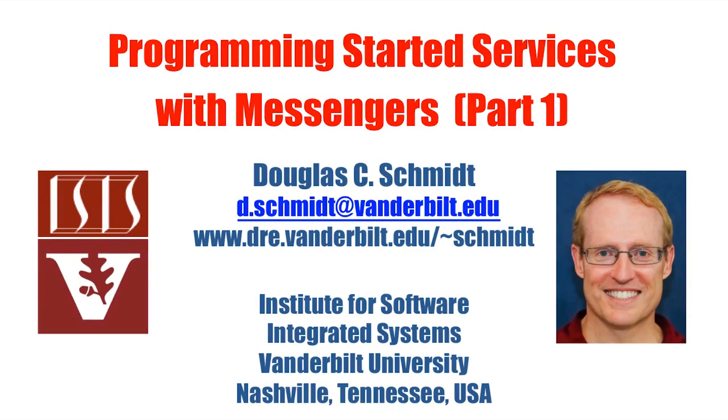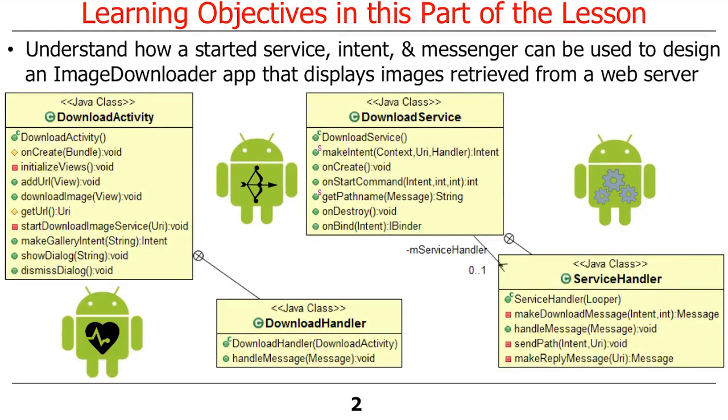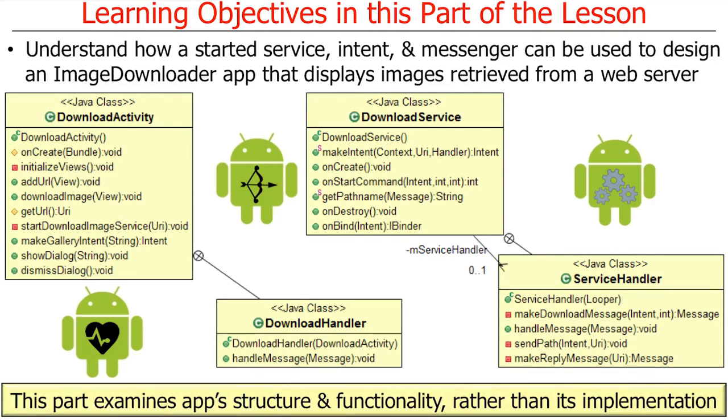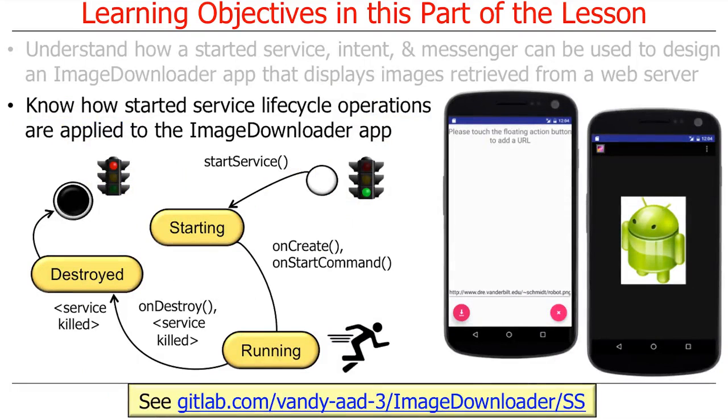Welcome to part one of our lesson on programming started services with Android messengers. After completing this part of the lesson, you'll understand how a started service, intent, and messenger can be used to design an image downloader app that displays images retrieved from a remote web server. This part of the lesson examines the app's structure and functionality, rather than looking at its implementation in detail, which we'll cover in later parts of this lesson. You'll also know how started service lifecycle operations are applied to the image downloader app.